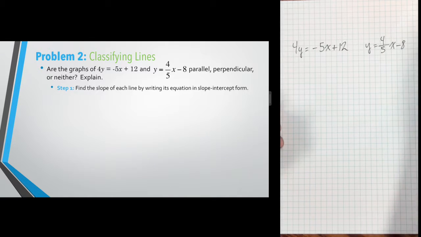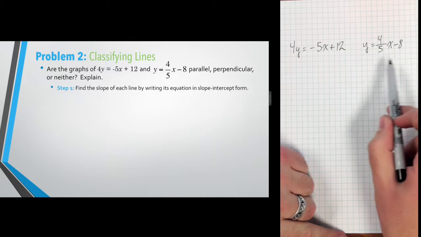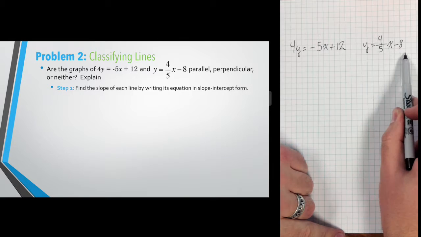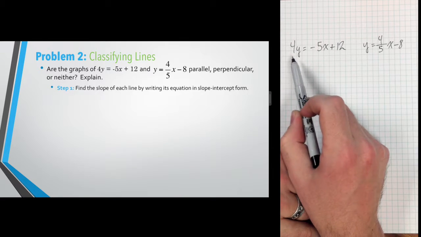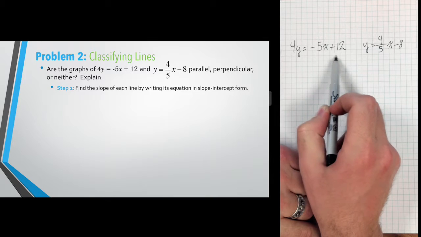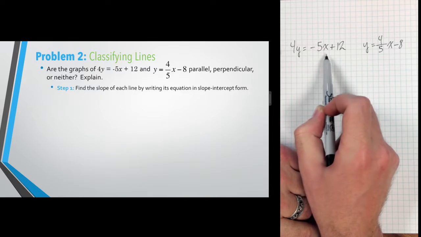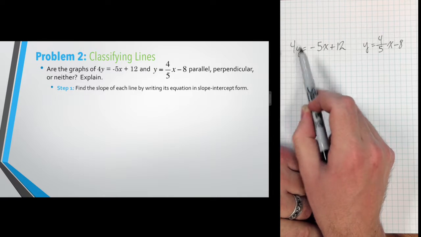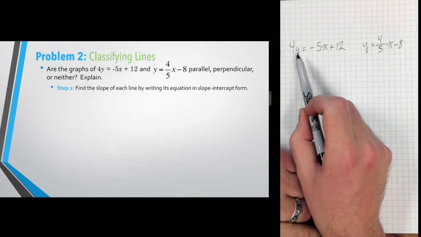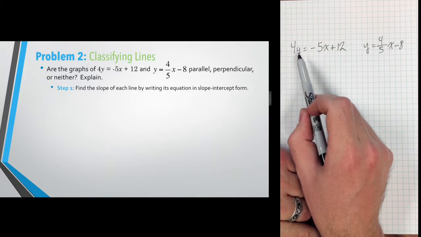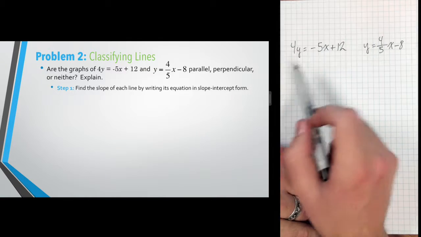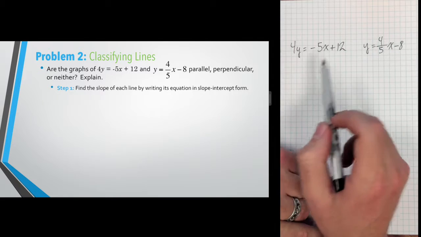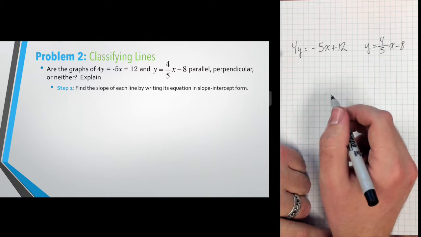Two equations. Notice that this one is already in slope-intercept form. Y equals mx plus b. Over here, though, this is sort of mx plus b, because we have -5x plus 12. But notice there's a 4y here. So this is actually not in slope-intercept form yet, because there's a 4 being multiplied by the y. So before I can do anything else, I need to get this into slope-intercept form. And then I can compare their slopes.